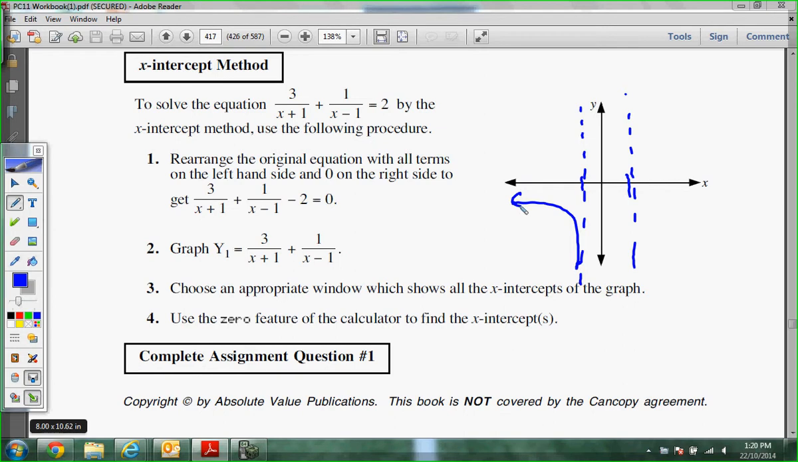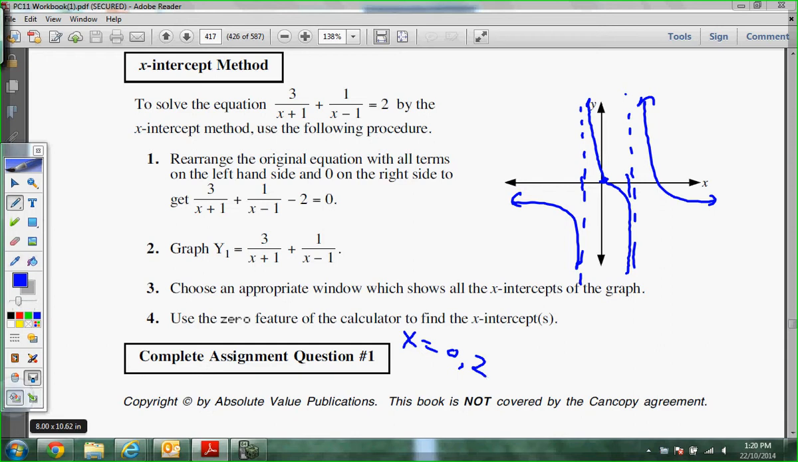Look like that. That. And look like that. Okay, and again, we got x equals 0 and 2 are the answers. Remember, we're solving for x.